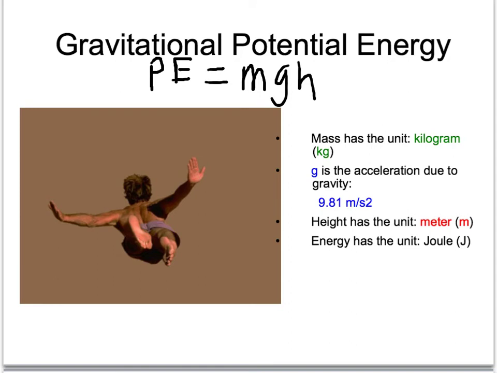All right, the last type of potential energy we'll talk about tonight is gravitational potential energy. And that is given by the equation potential energy equals mass times gravity times height. This potential energy equation is probably the one you'll use most often in physics.